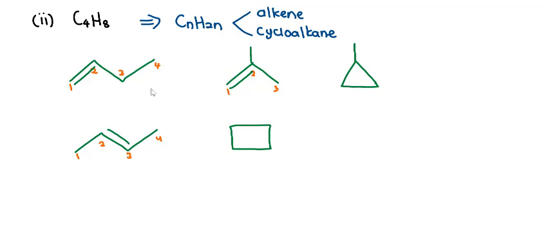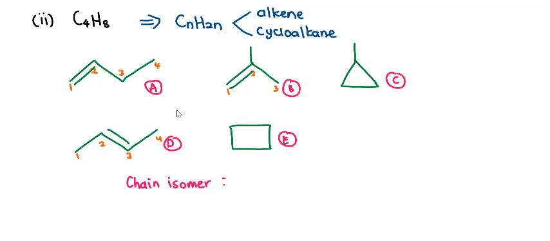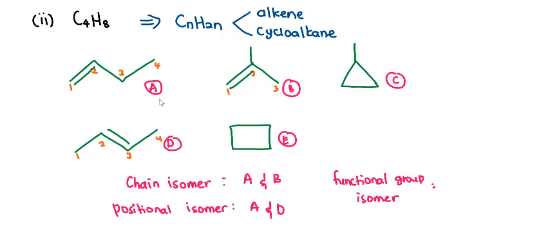Let's label our isomers, and then identify the type of isomer present. We have a chain isomer. Chain isomer is only for structures A and B, right? And then the positional isomer is only for structures A and D. Last but not least, we have a functional group isomer. Functional group isomer is for structures A, D, and E. Also, we have B and C.